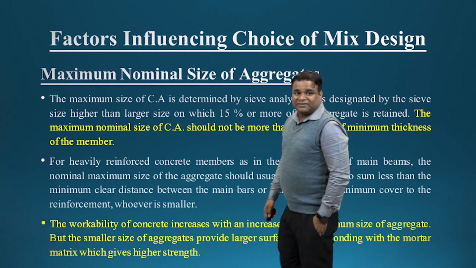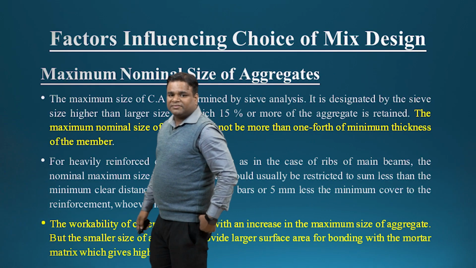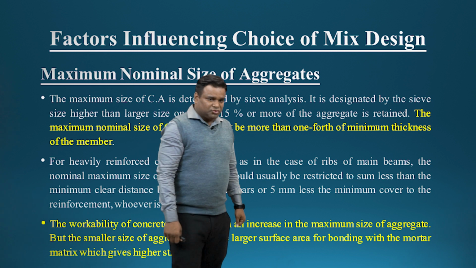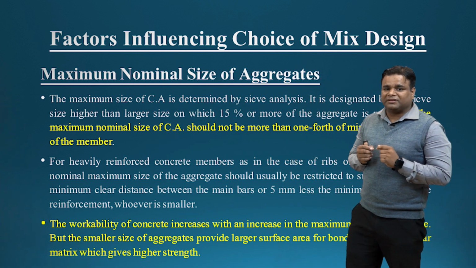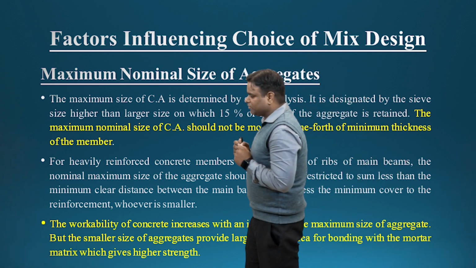So the next factor is the maximum nominal size of aggregate. We have to see what type of nominal size of aggregate we have to use in our concrete.